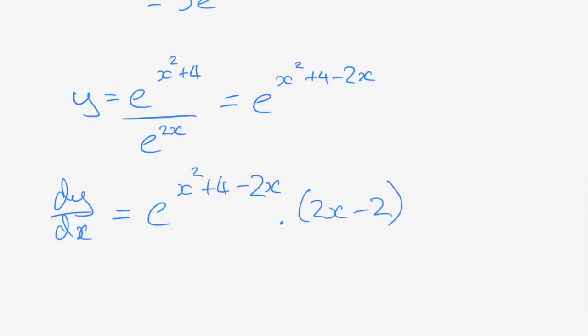Now I can rewrite that, and at the same time take out that common factor of 2 from the derivative, and it turns into 2 lots of (x minus 1) times e to the power of x squared minus 2x plus 4. That's our final answer.